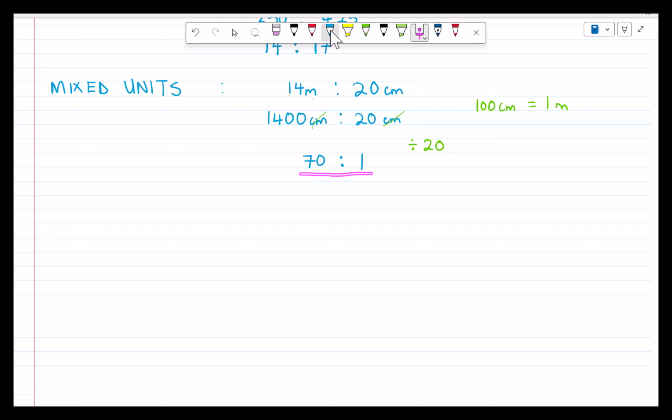70 is to 1. Let's look at another example whereby we have different units, and we have 600 grams is to 1.5 kgs. Again, we've got grams and we've got kgs.